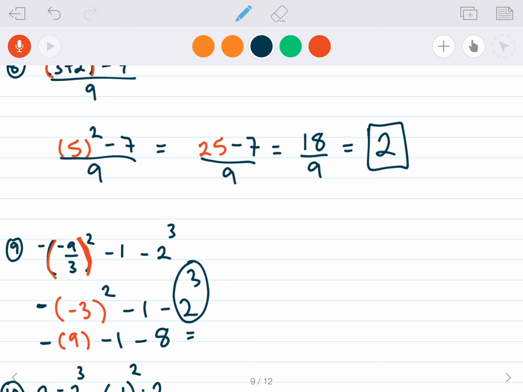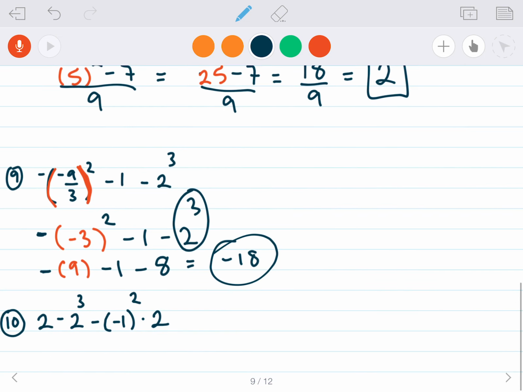Negative 9 minus 1 is negative 10. Negative 10 minus 8 is negative 18. So that's our final answer. All right, let's do one more on this page.